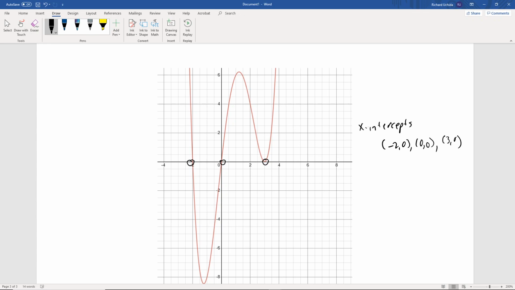So again, by just looking at the graph, you could interpret a variety of things. And for this one, we could also say that the y-intercept is at the point 0, 0, because if it goes through the origin, then that point is both an x-intercept and a y-intercept.